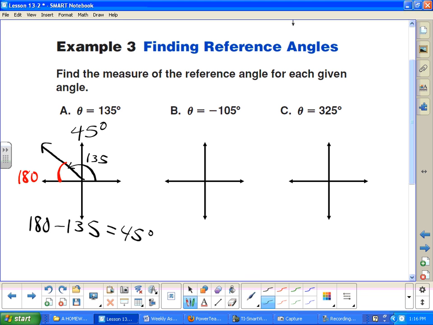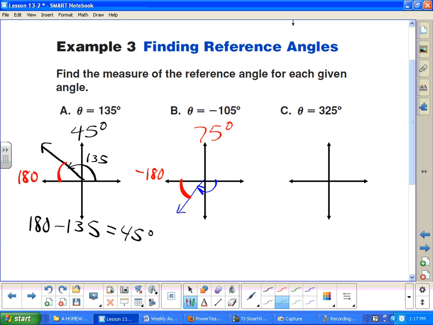Okay. Negative 105. Which quadrant is negative 105 in? Okay, third quadrant. We're going to go clockwise. Here's 90, so we got to go a little bit past that. Here's my angle. I want to know how far that is from the x-axis. In this case, this is negative 180 degrees. So how far is negative 105 from negative 180? Okay, 75 degrees. It's always positive.